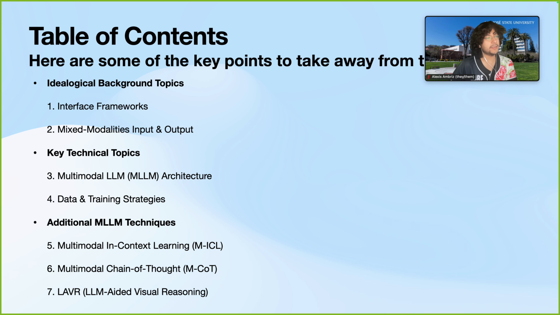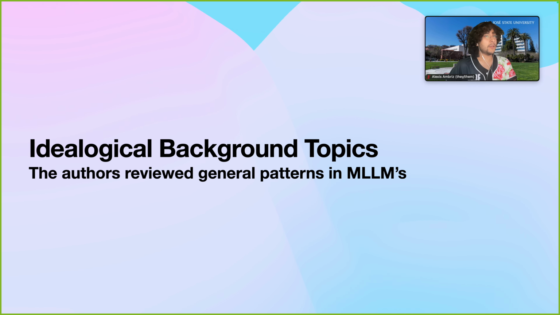In context learning and chain of thought are general practices that you can use if you are building a neural network, and in this case these are MICL and MCOT because we are looking at multimodal models. So first we're going to look at the ideological background topics.